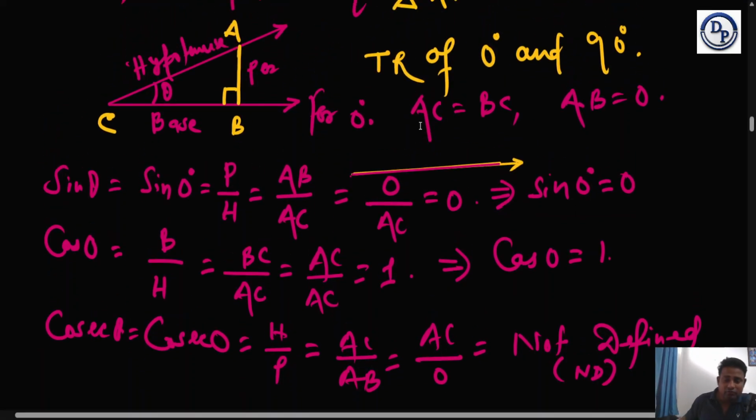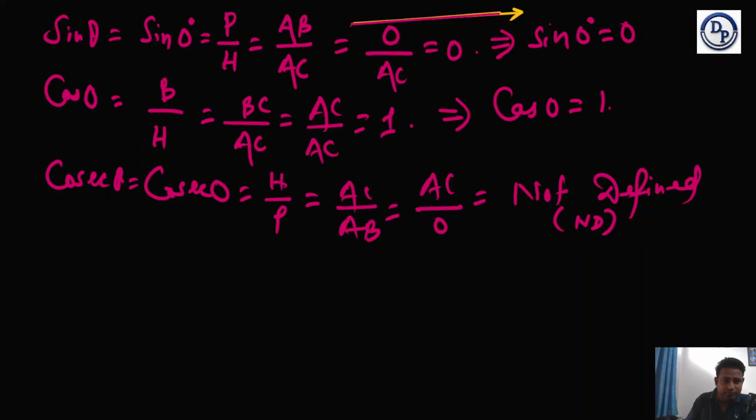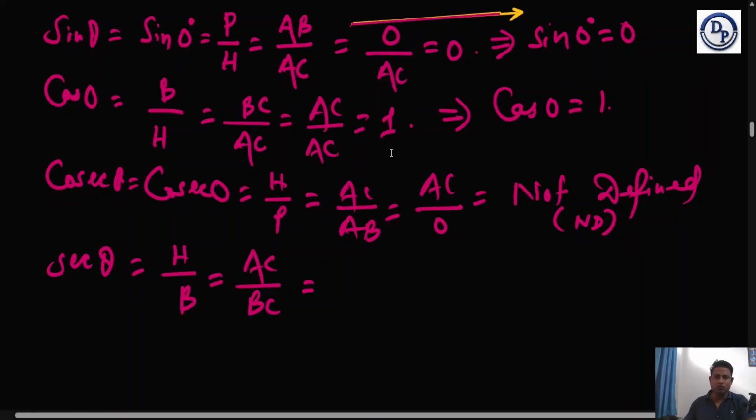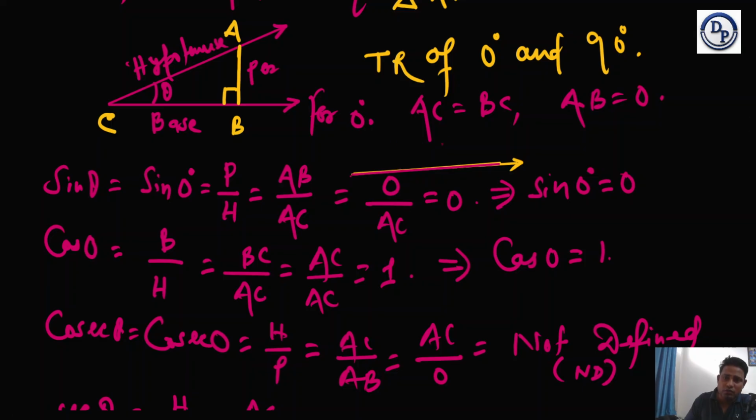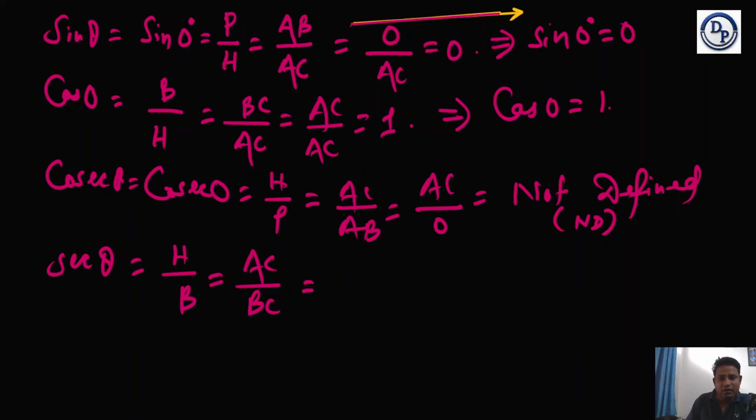Similarly, please write it down in your notebooks so that while revising, you can easily understand how we get the angles. So next thing is about sec theta. Again, it's B by H. The sec theta is reciprocal of cos theta. That is H by B for 0, that is AC by BC. In this case, AC equals BC, so again we're going to use the same, AC equals BC.